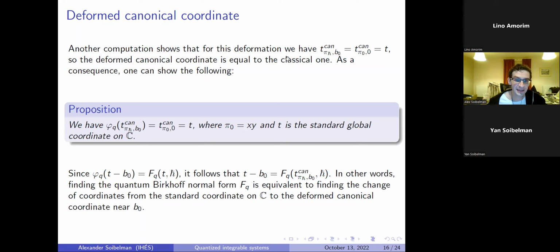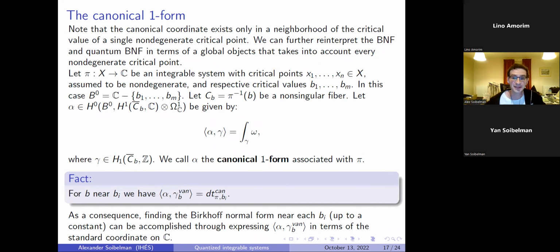So once again, here it's just this argument that because phi q is taking the local coordinate t minus b naught to the Birkhoff normal form, then by writing down t minus b naught in terms of the canonical coordinate, you recover this Birkhoff normal form. So this is one geometric reinterpretation. You can try to compute this canonical coordinate and the transition function from the canonical coordinate to the standard coordinate, to get the Birkhoff normal form and the quantum Birkhoff normal form back. But there is another geometric interpretation, which is going to be the part that involves variations of Hodge structure. This combines a lot of this local data into something more global.